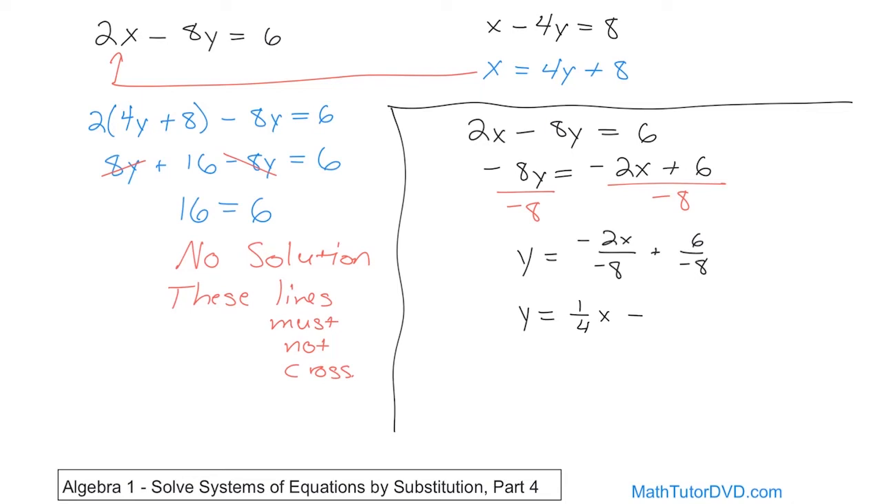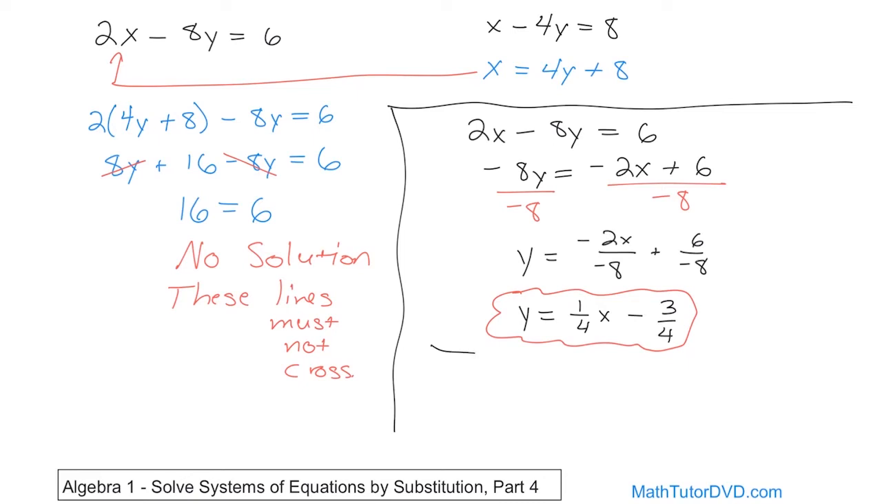What is 6 over 8? You can divide both of those by 2, and you're going to get 3/4. So this is kind of like equation number 1 in slope-intercept form. Right? This comes directly from the first equation. If I needed to graph it, this is the y-intercept, this is the slope of that line.